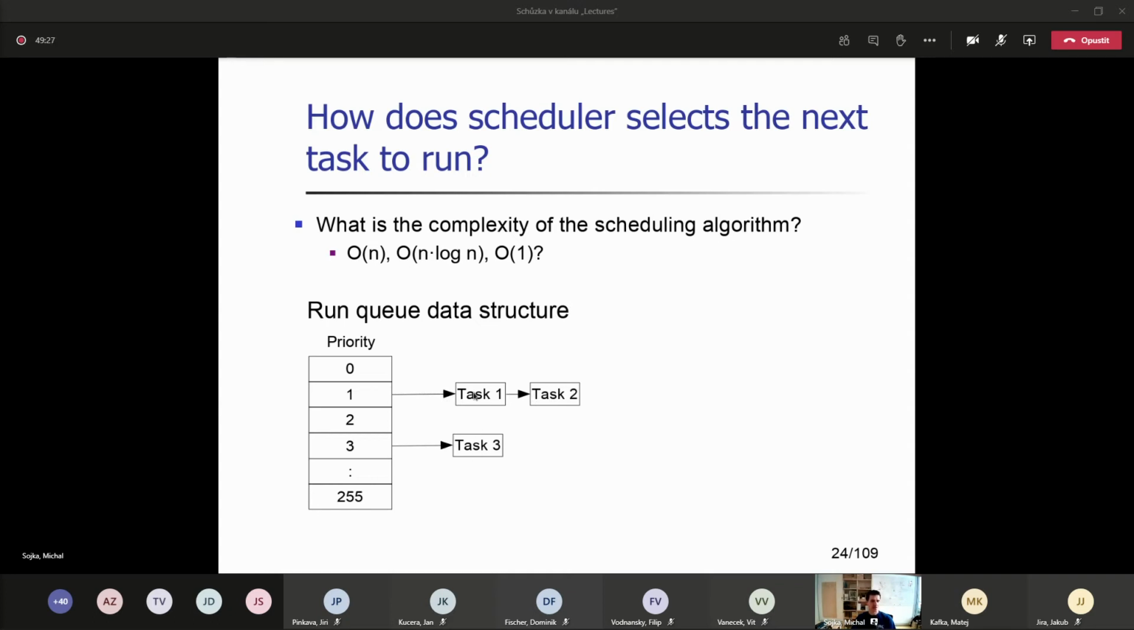So if we have 3 tasks in the system, 2 tasks with priority 1 and 1 task with priority 3, it would look like this. And now the question: you know that VxWorks supports 256 priorities, like you can see here. So what is the complexity of the scheduling algorithm? What is the complexity of the algorithm that selects the highest priority task, in the fixed priority preemptive scheduling algorithm? Any idea?